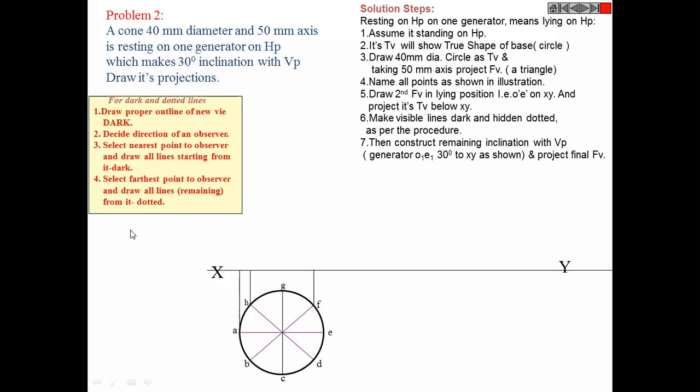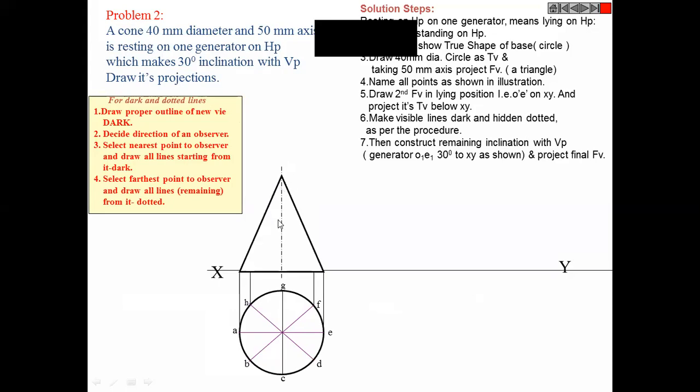So for that, see, this is resting in HP, so every projection should go up to the XY line only. It is not needed to take these projections up to here or something like that. It is not required because all these points are actually on the base. Clear. Only one point will come over, it will be the apex. So we will take the axis like this. The height is given, 50 mm. So 50 mm axis is given. Accordingly, this is our front view.